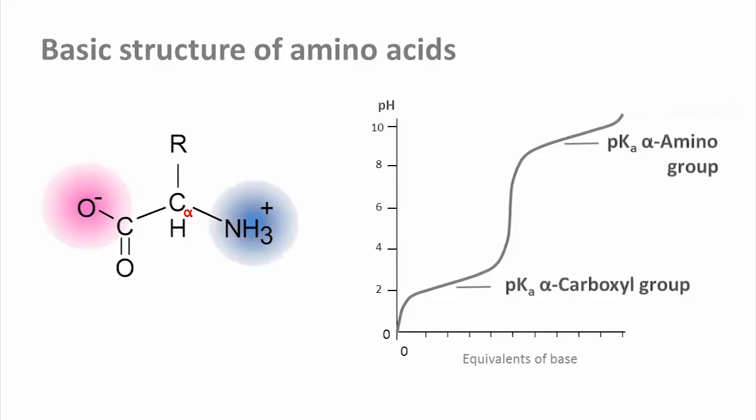The alpha carboxyl groups of free amino acids are all relatively strong acids and have pK values of between 1.8 and 2.6.